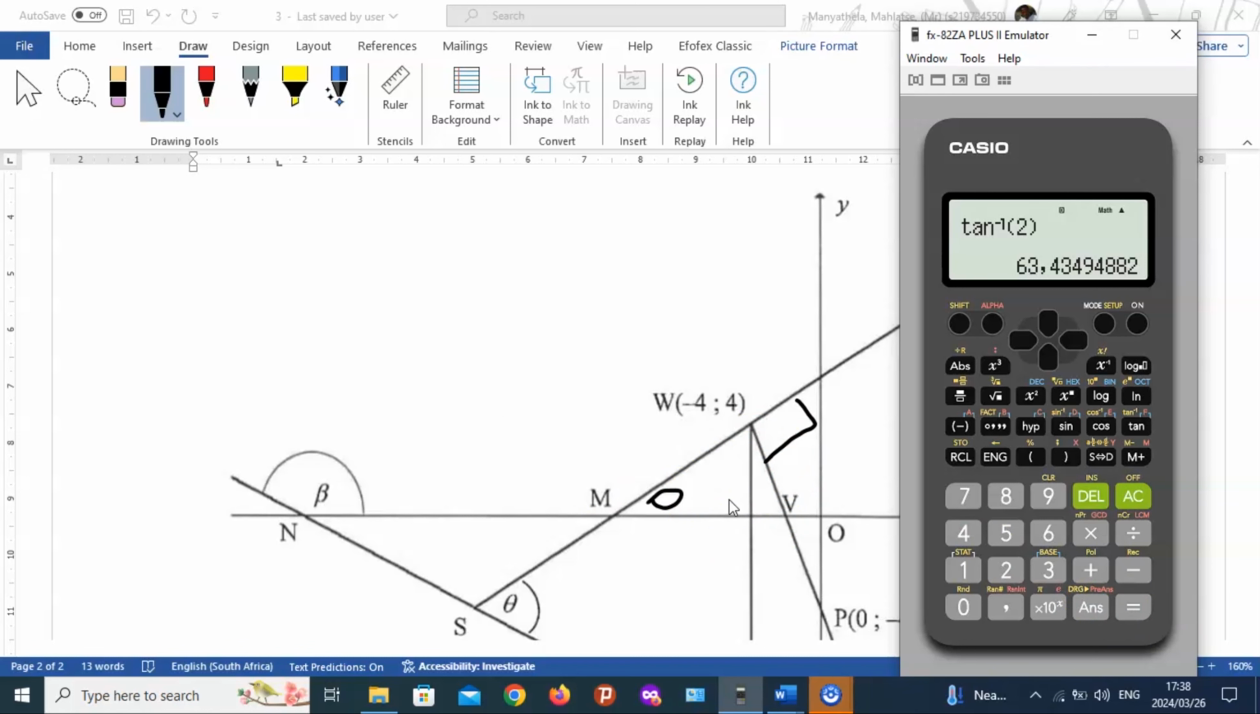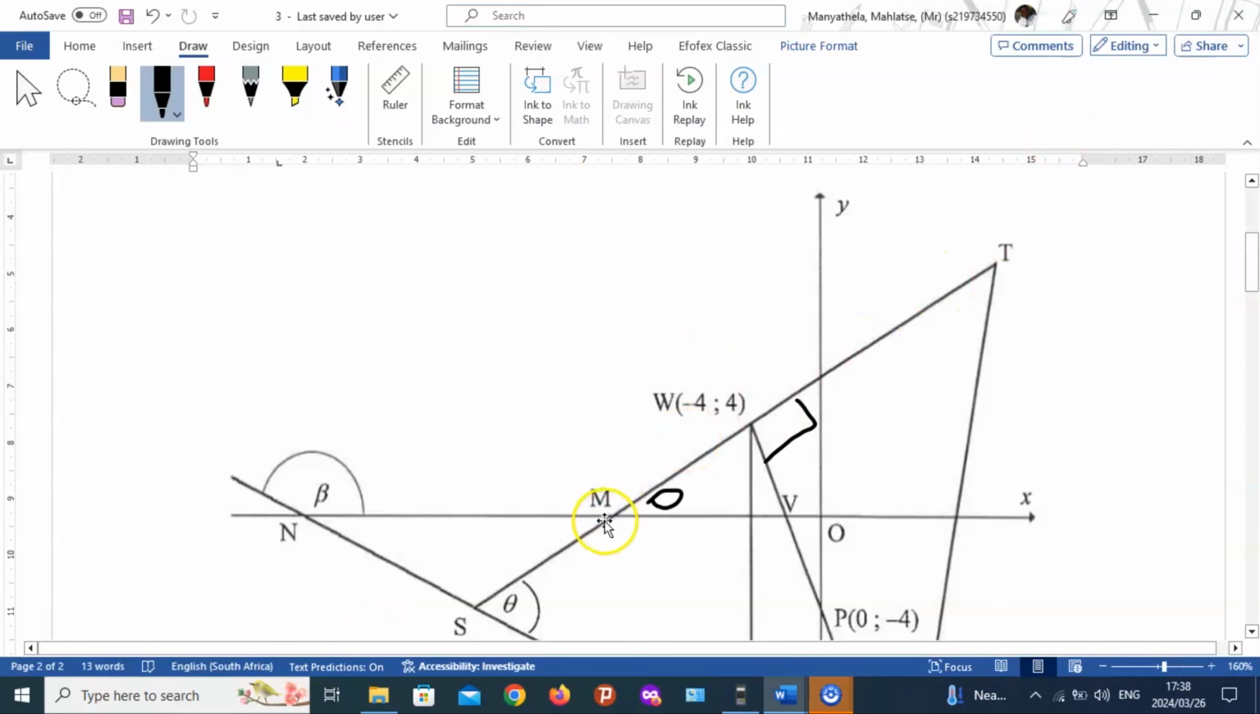So we found these two angles. Now what is left is to find this angle, angle MWV. How are you going to do that? We know that the interior angles of a triangle are supplementary, so we can say W plus M plus V equal to 180 degrees. Well, we know the values of these two angles.